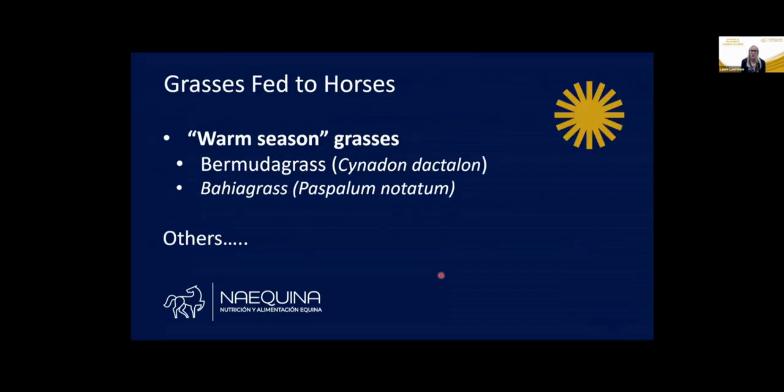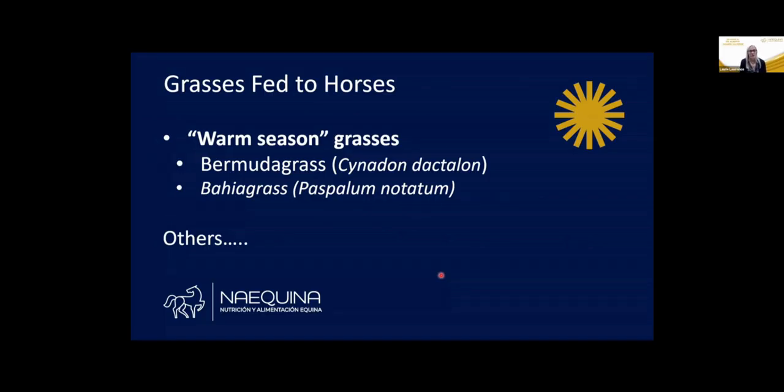The last category would be the warm season grasses. The two most common warm season grasses that are used here in the United States would be what we call Bermuda grass, and then the other would be what we call Bahia grass. And Bermuda grass is commonly raised for both pasture and hay, whereas Bahia grass is typically only used for pasture because it has a very low growth habit, so it doesn't grow tall enough to make really good hay.